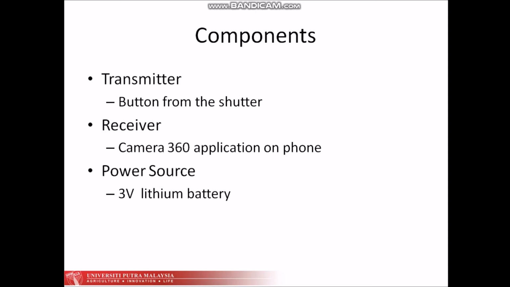Okay, so the components needed for the shutter are the transmitter, which we get from the circuit inside the shutter. Then we have a receiver. My case study is basically only for the phone camera, so that's why we use the Camera 360 application on my phone. And lastly, the power source for the shutter is a 3-volt lithium battery.